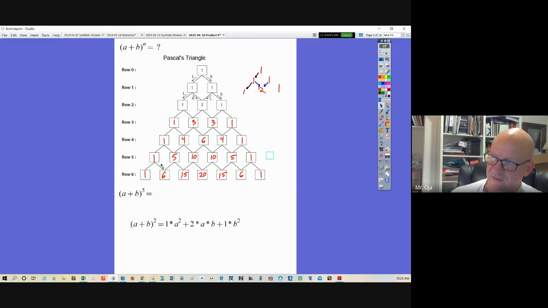Okay, and then all I've got to do now is figure out what those are being multiplied by, right? So in the first one, it's going to be a to the 5th. So I'm going to get 1 times a to the 5th. And if we come down here, I wonder if it'd be easier just to do it this way.